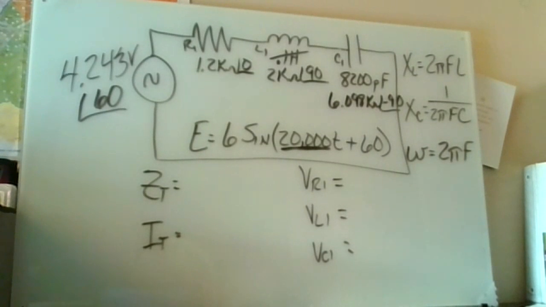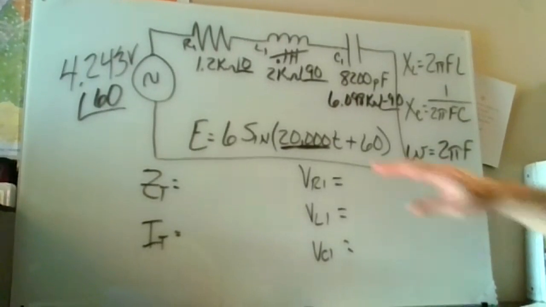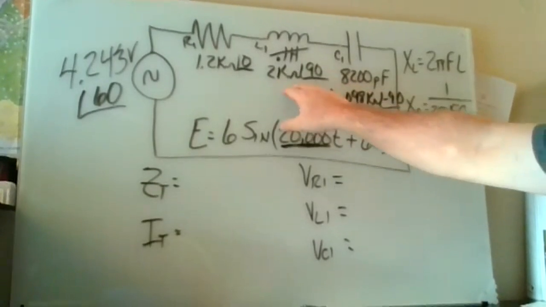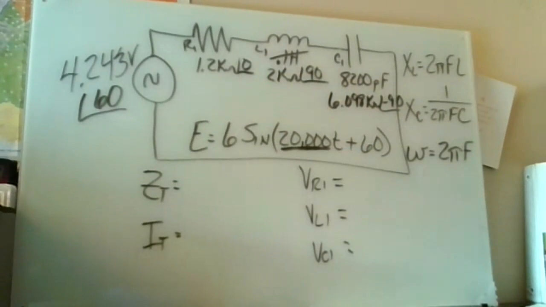So is there anybody that did not get 6.098 K ohms at an angle of 90, negative 90, I mean? So everybody's got that. So now I look, is everything in ohms? Who said no? No, I said that's where I'm at. Okay, so you got this now, and you got that. Okay, so now I say, is everything in ohms? Yes. Does everything have an angle? Yes. Okay, now I can find my Z total.